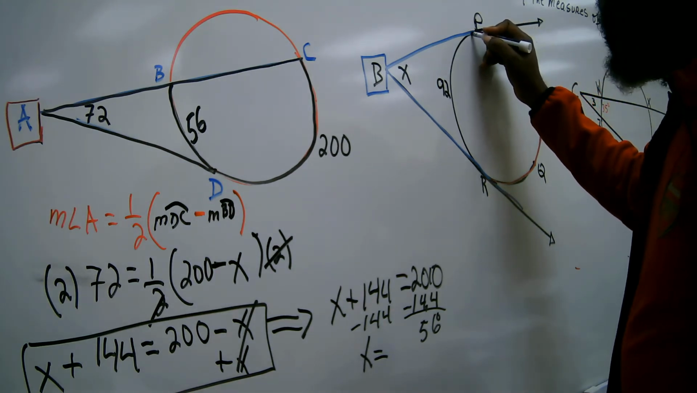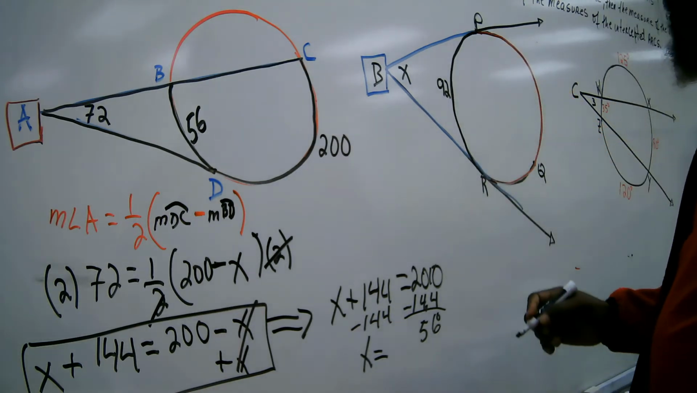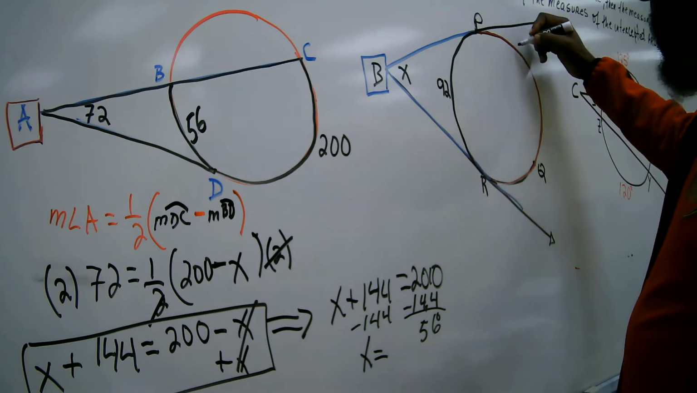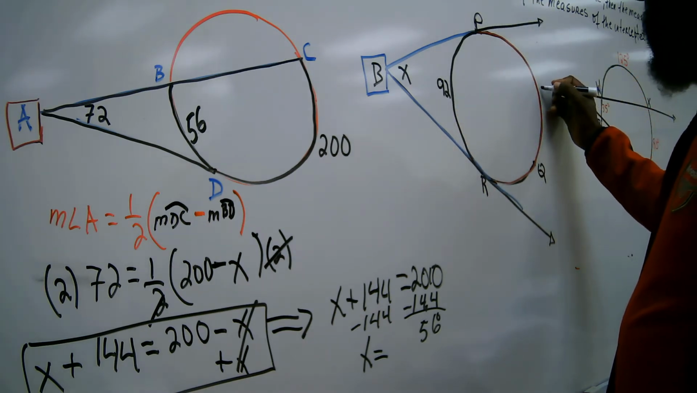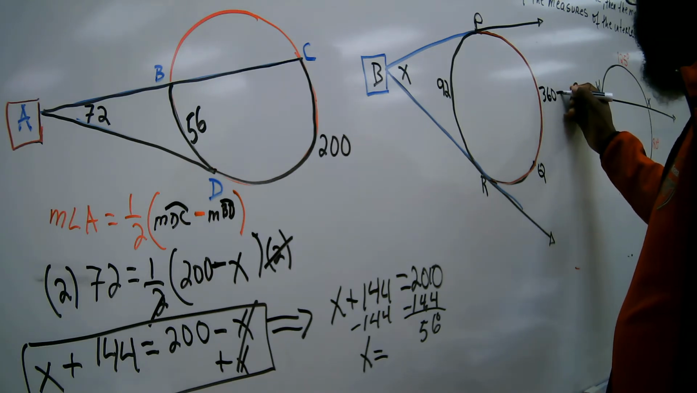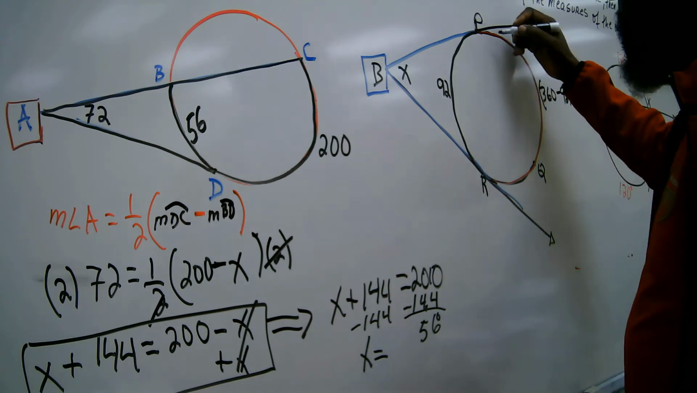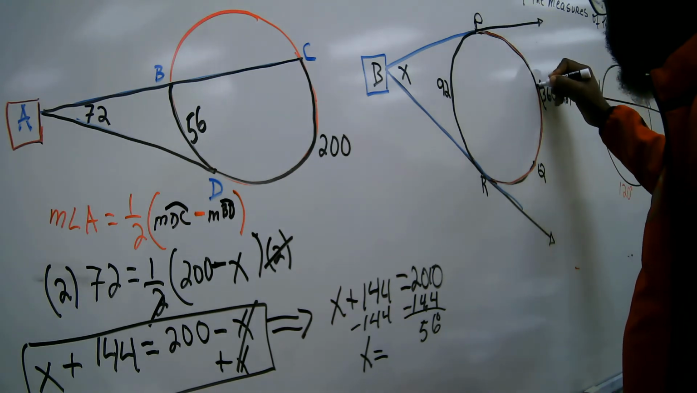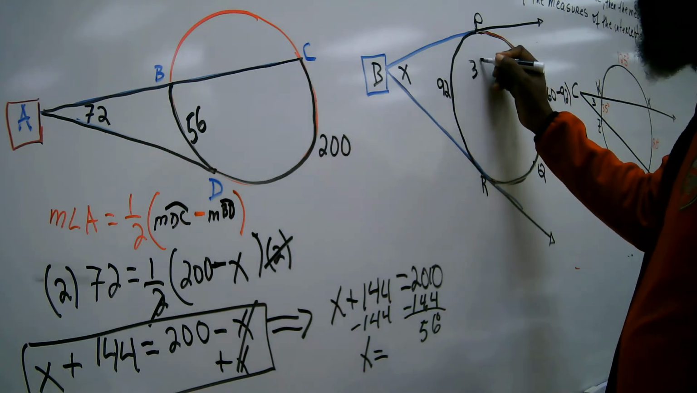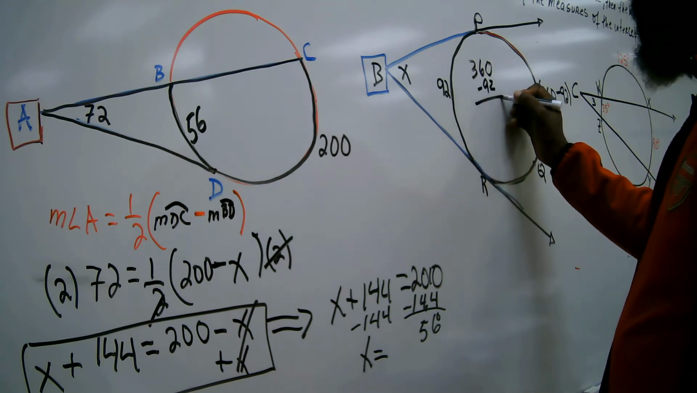Together they give you the entire circle. Remember, the entire circle is 360. So if this is 92, then I can find what PQR is. I will take 360 minus 92, which will give me what this arc is. So I'm going to take 360 and subtract 92 from it. That will give me the leftover.